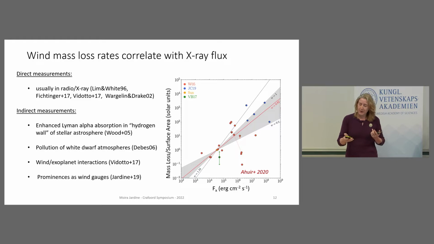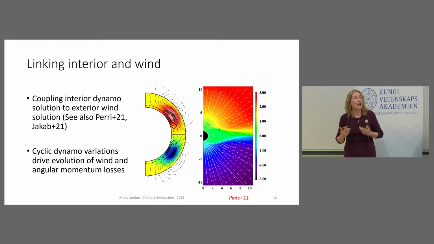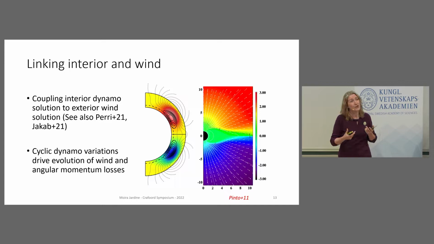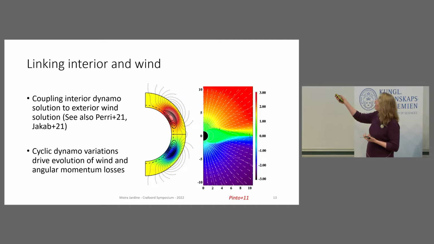So if we think of where we're at today, what are some of the most exciting things that are happening in this field, I would say that one of the areas that's receiving a lot of attention at the moment is linking together, not just modeling the winds from stars, but also the interior structure, the dynamo that is generating the magnetic field that's causing this loss of angular momentum. And this coupling you can see here, this is a paper from Rui Pinto.